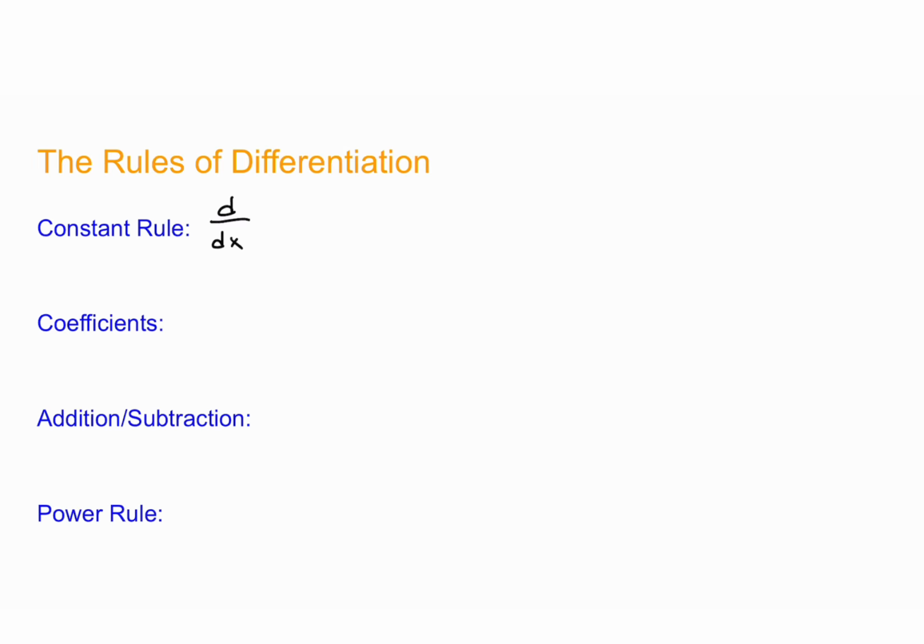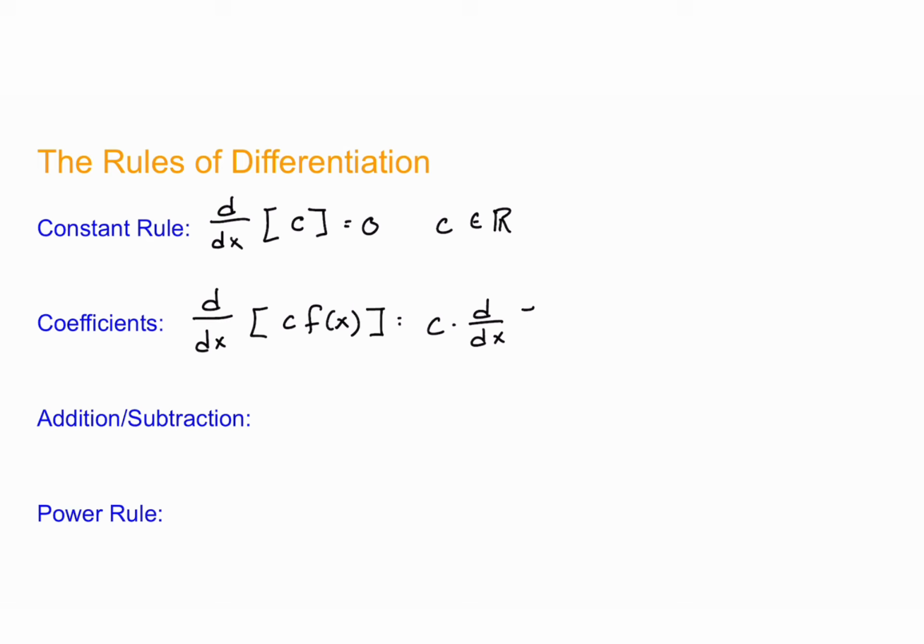d over dx of c, a constant, is equal to 0, where c is any real number. The rule for coefficients is if you have a coefficient in front of a function, c f of x, this is equal to taking that coefficient out front and multiplying it by the derivative of the function itself. Again, when c is a real number.